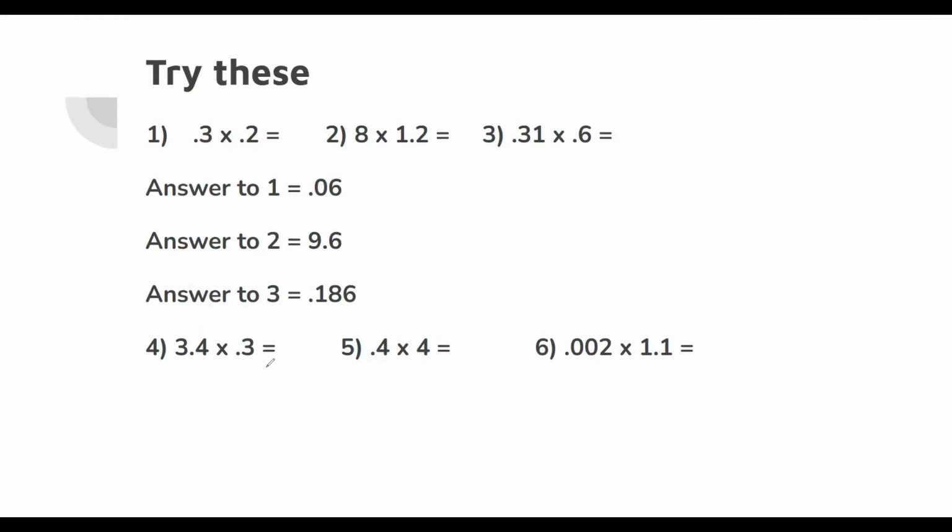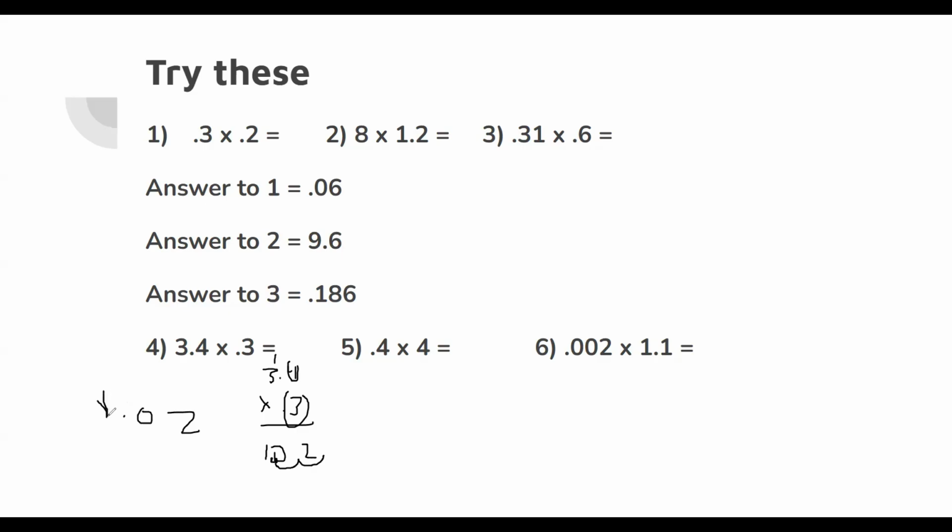All right, 3.4 times 0.3. So I do 3 times 4 is 12. 3 times 3 is 9, plus 1 is 10. Now move the decimal 1, 2 places. 1, 2. So my answer is 1.02.